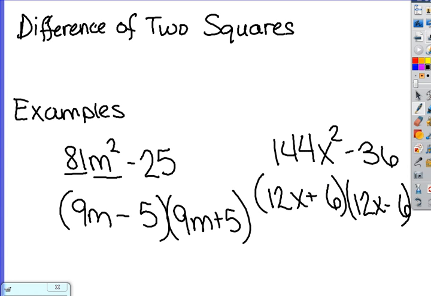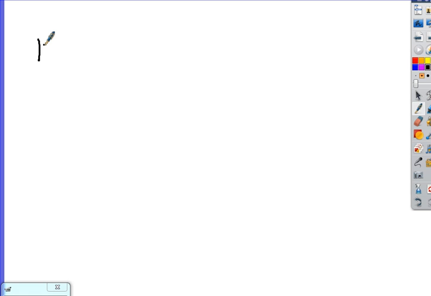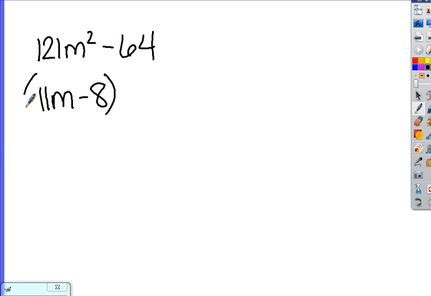This one I want you to do on your own. 121m squared minus 64. Pause the video, work this on your own, and hit play once you've come up with a solution. All right, your solution should be 11m minus 8 and 11m plus 8. We took the square root of each term, and then one binomial was positive and the other binomial was negative.